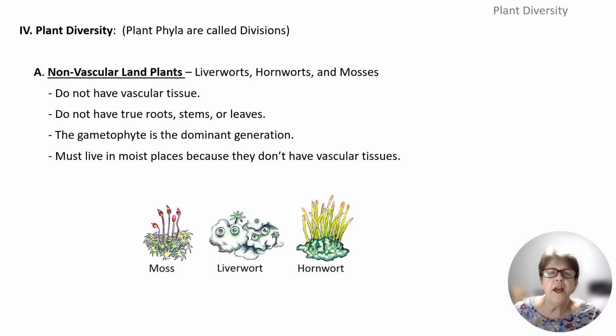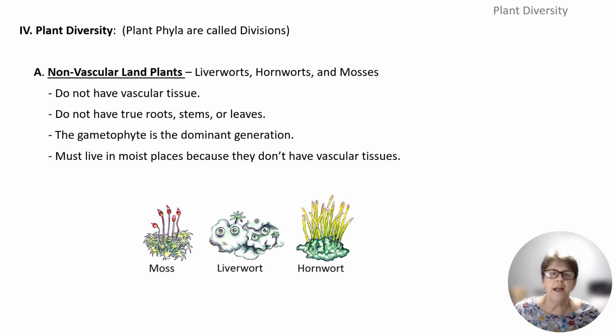And so non-vascular land plants do not have vascular tissue. They're the liverworts, the hornworts, and mosses. They don't have true roots, stems, or leaves. True roots, stems, and leaves have vascular tissues. These ones do not. The gametophyte is the dominant generation. Remember from last section, the gametophyte is the haploid plant. That means it only has one set of chromosomes, and it produces the haploid gametes, which are the egg and sperm cells.